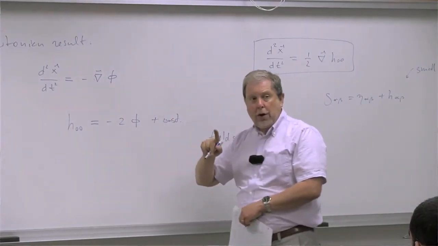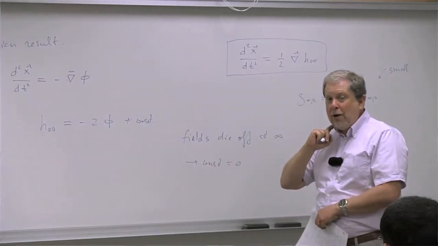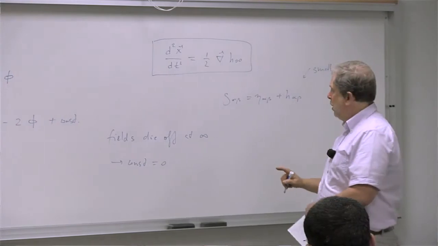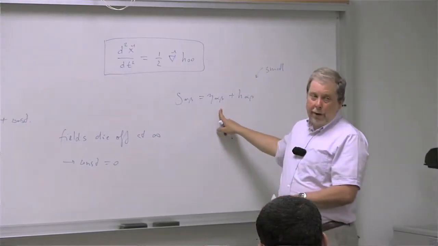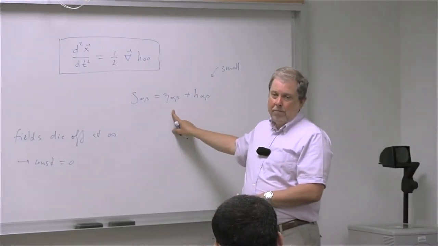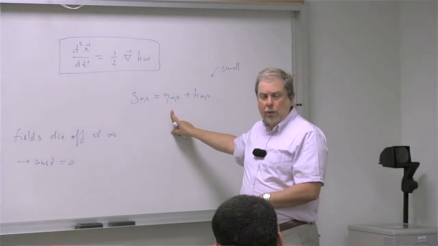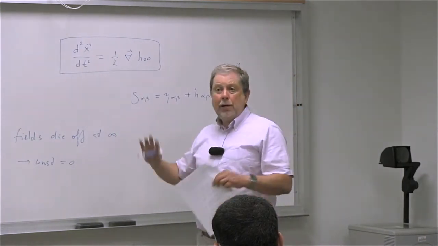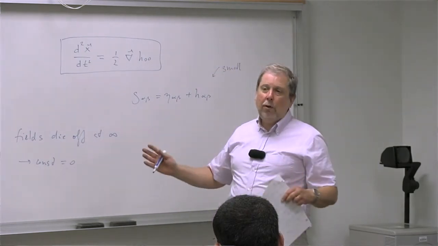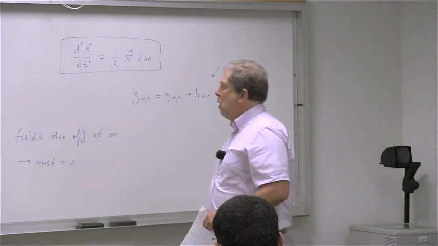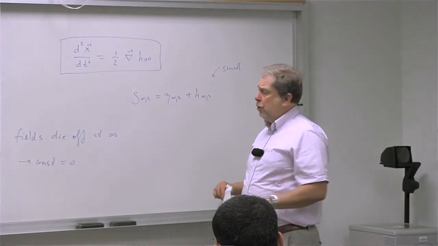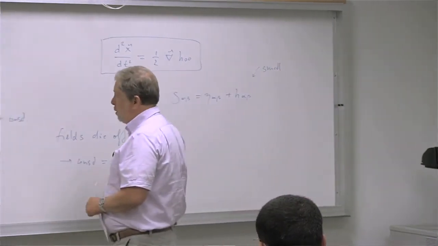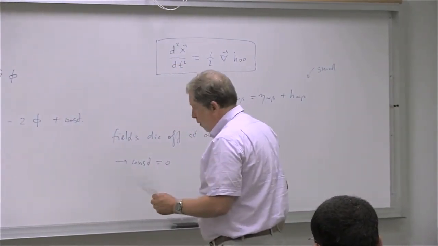Well, if the h naught naught is 0 far away from any source, then the metric will become the one of special relativity, and that kind of makes sense, right? So when you go away from whatever source of the gravitational field you have, then there is no gravitational field, and you should fall back into special relativity. So that is kind of a boundary condition, right? So the boundary condition is that this constant is equal to 0.